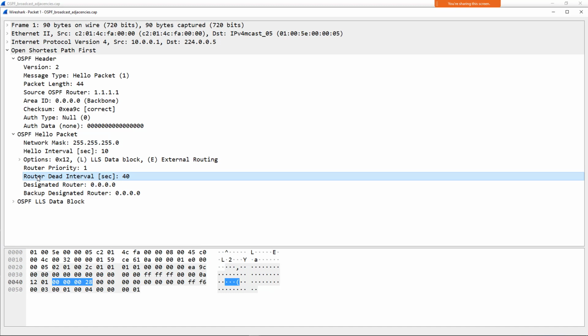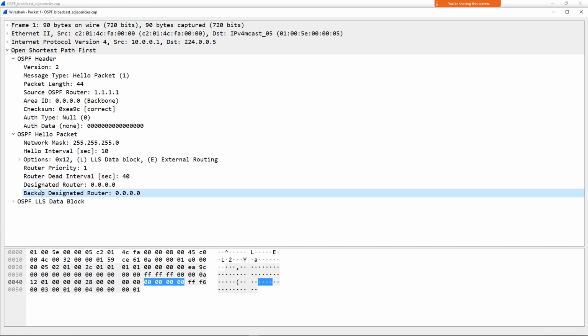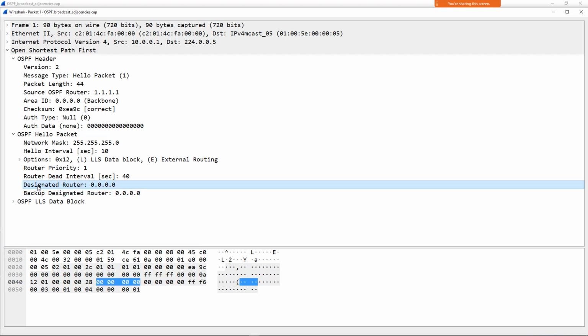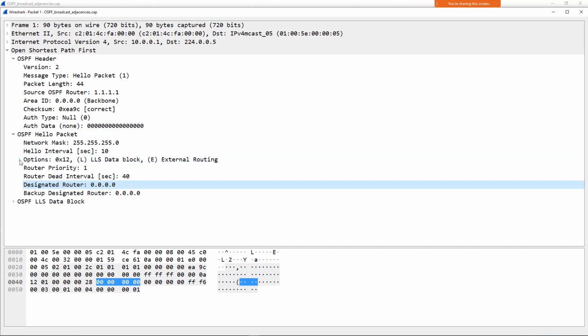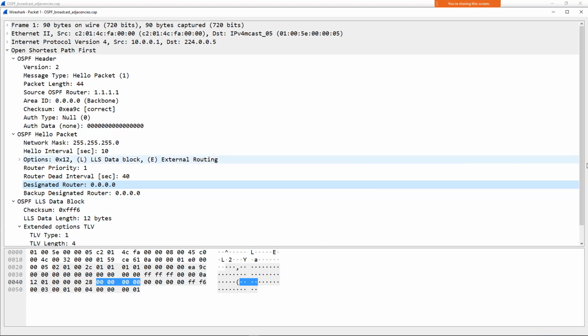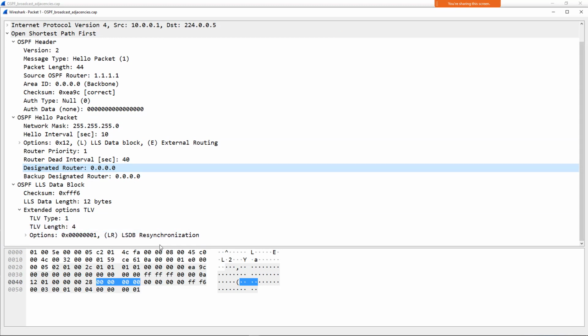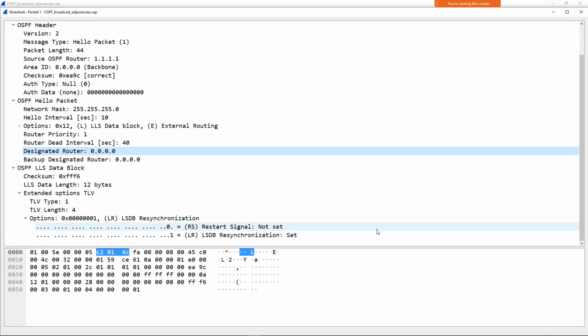Who's the DR for the segment? Who's the backup designated router for the segment? These are quad 0 right now because they haven't been selected. And then we have a bunch of different options. We don't need to really get into all the options here, but if you go into the CCIE class, you'll learn more about those options. And then we have some LLS data block information. Again, these are extended TLVs, type length value fields, that allow us to carry other information about the adjacency. We don't need to really get into these details either.